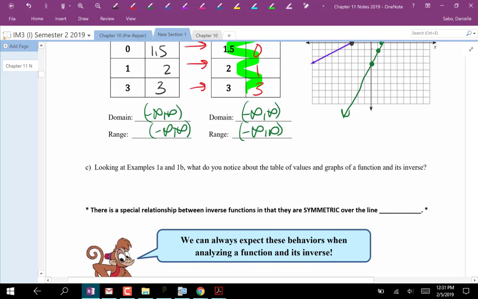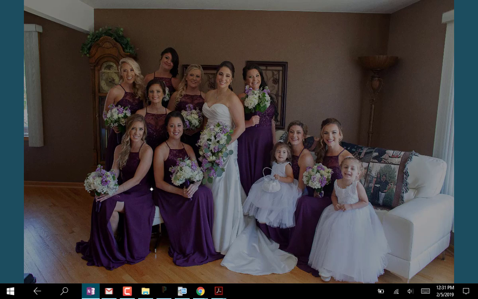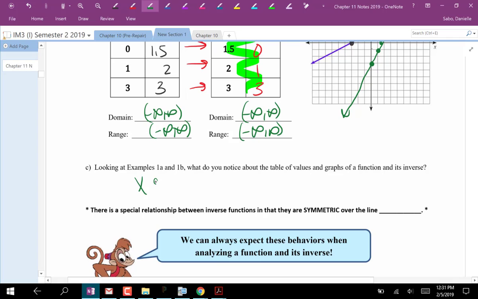It's so easy. Okay, looking at the examples, what do you notice about the table of values and its inverse? What happened every single time when we did the inverses? What happened to the x and y's? They switch. The x and y values switch. Yeah, my computer is really laggy right now, so I apologize. I can't see what I'm writing until after.